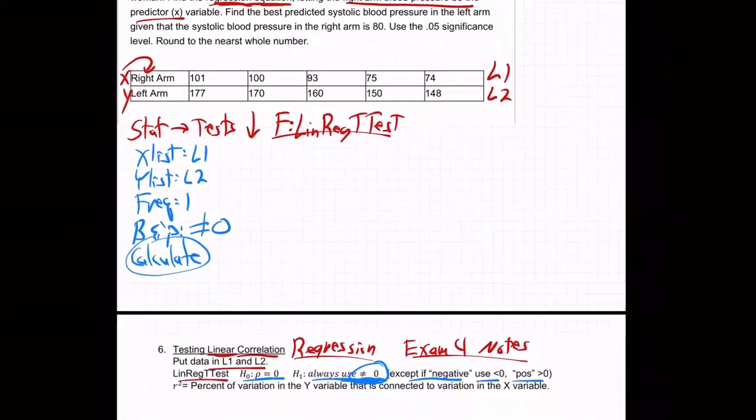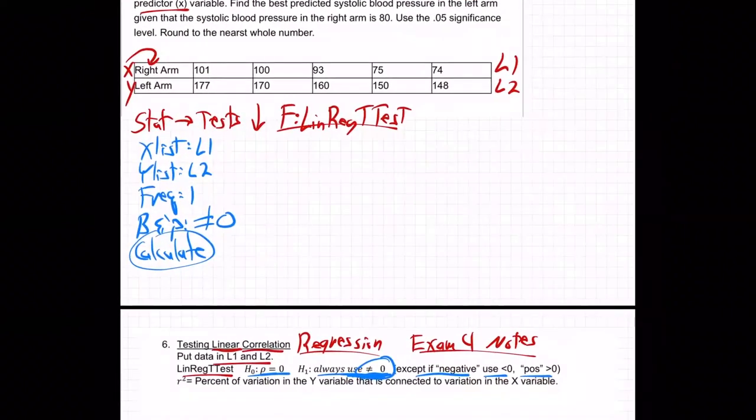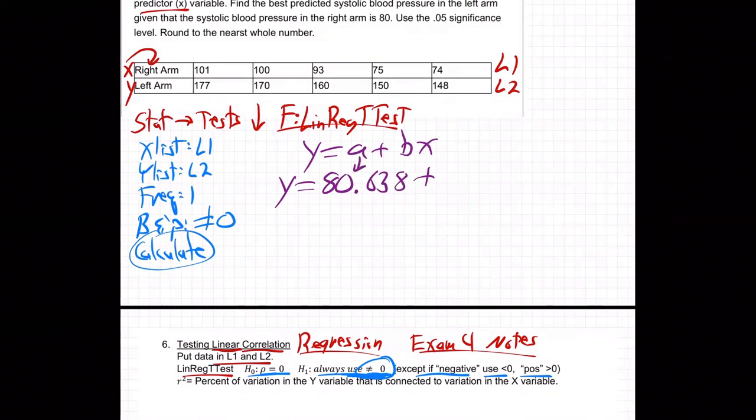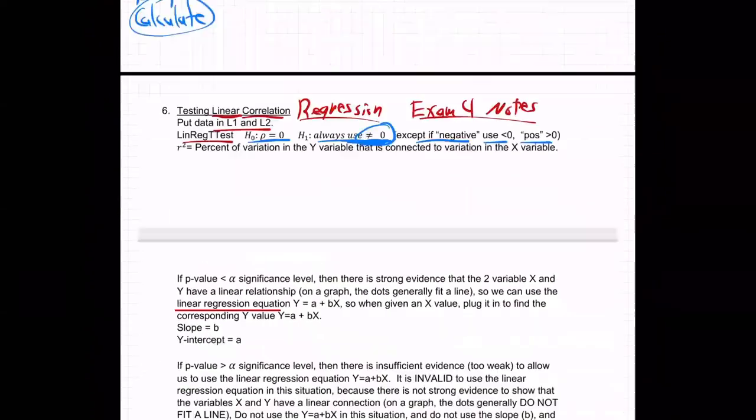When you do that, what you get is the following results. Your calculator spits out y equals a plus bx, and then it tells you what a is. If you go down, my a says 80.638. That's my a. And if I move the calculator down, it tells me b is 0.907. So it puts at the top of the screen y equals a plus bx, and then it tells me what a is, it tells me what b is. So there's my equation. Now, what does it say down here?